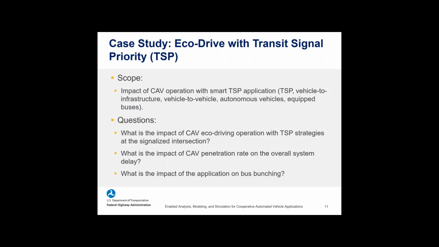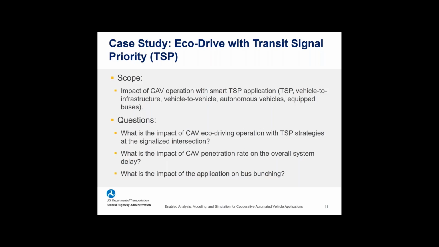So here is a case study. EcoDrive with transit signal priority. The scope: the impact of the CAV operation when you have a smart transit signal priority application. So you're going to need to do transit signal priority. You need vehicle to infrastructure communication. You need vehicle to vehicle. You need the autonomous vehicles themselves to be able to simulate those, and you need to simulate equipped buses. The questions, and this is of course a hypothetical example, but keep that in mind, how we're going to modify those questions later on.